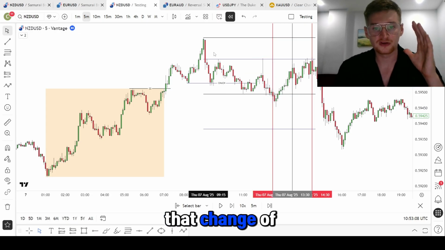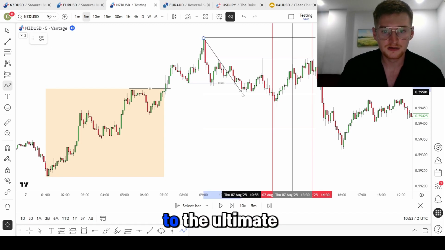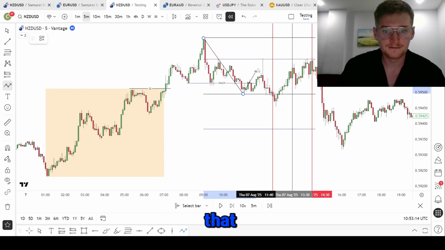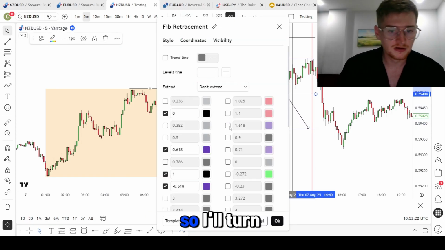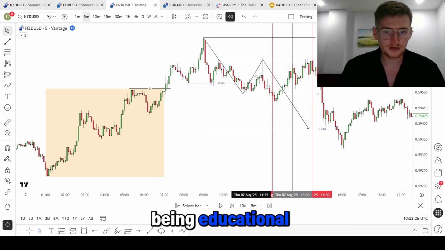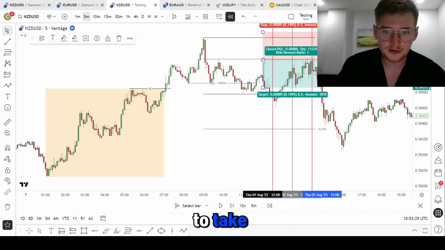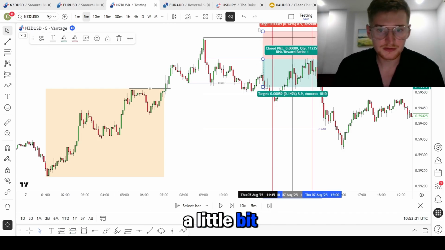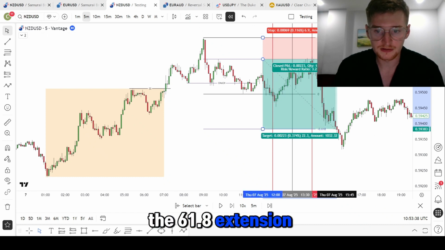So we've got that change of character. And now what we want is a pullback from the ultimate high to the ultimate low, just like that. Pull back to the 61.8 fib and then sell off down to the 61.8 extension. I'll turn my values on so that I'm being educational. And here's the original trade that we're looking to take. Move that up a little bit, SL at the high, and then TP down here at the 61.8 extension.